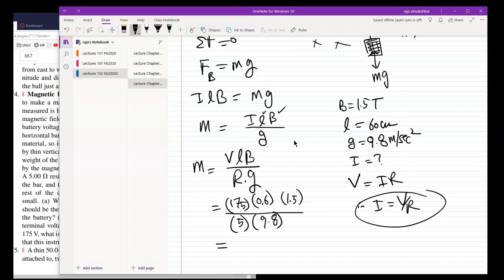Let me calculate it for you. 175 times 0.6 times 1.5 divided by 5 times 9.8. Answer: the maximum mass, this is maximum, you see what I'm saying? The maximum mass is 3.21 kilograms. I hope I didn't do the calculation wrong. And there we go.